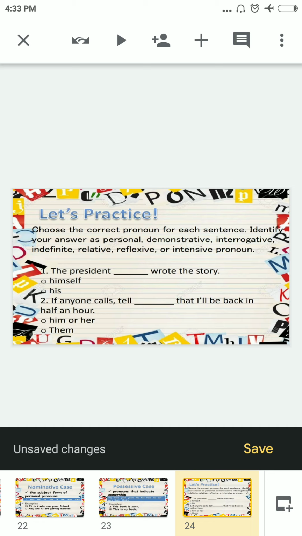So now this is the time to practice. You have to choose the correct pronoun for each sentence and identify your answer as personal, demonstrative, interrogative, indefinite, reflexive, relative, or intensive pronoun. Okay, which kind of pronoun you have used here, you have to tell about that pronoun. Okay, so see here, do this exercise in your notebook as well, in your grammar notebook as well. See the first sentence is given here: the president blank wrote the story. Okay, so what do you think, is it himself or his?